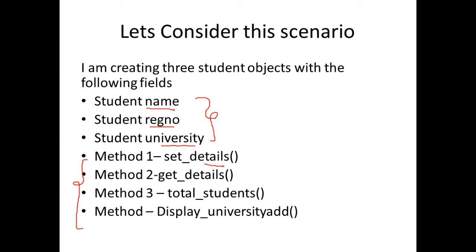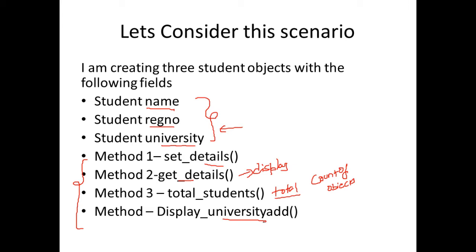The first method will be setting all the details. We'll be getting and setting all the details. Get details is for displaying or returning all the details for every student. And total students, we just want to print the total number of students in our university. So that is the count. Total will be printing the count of objects in our system with respect to students. And display university address, this method will be printing the university address, and it will be part of the student class.